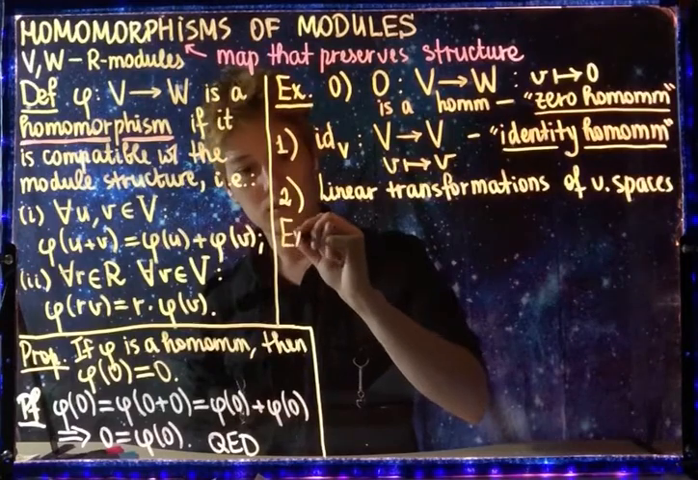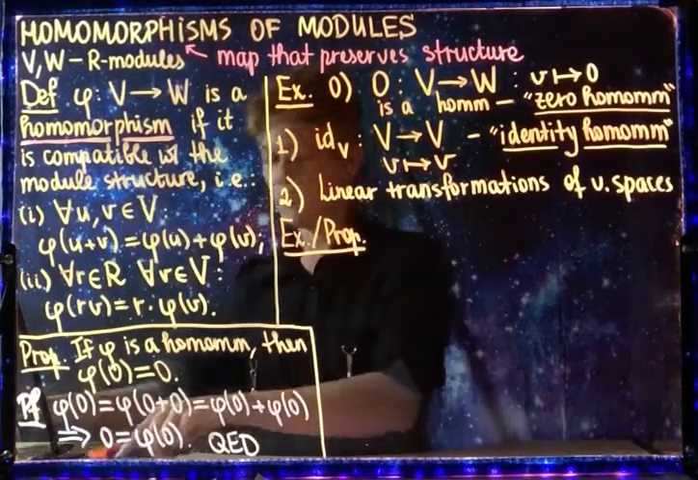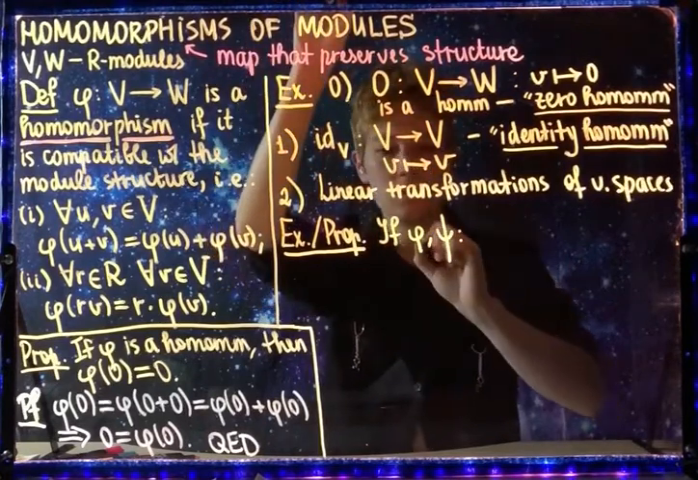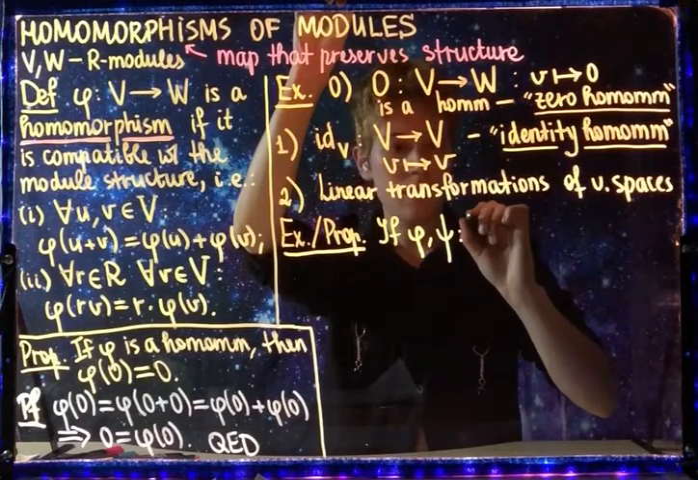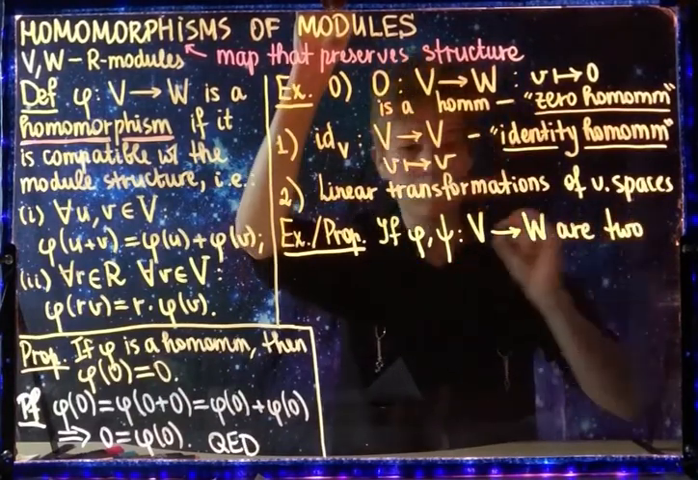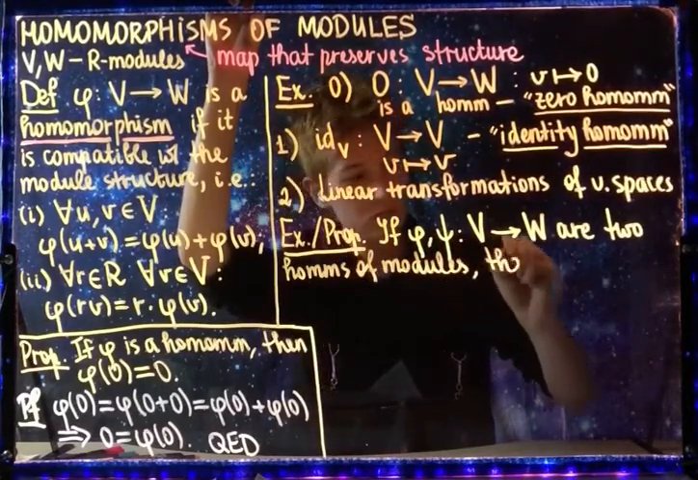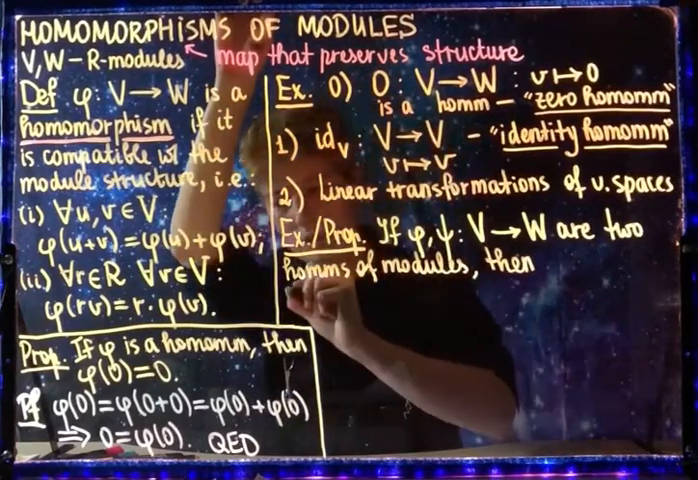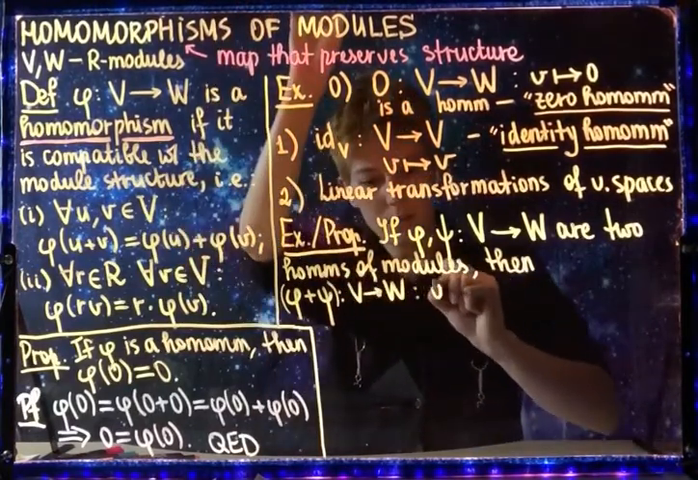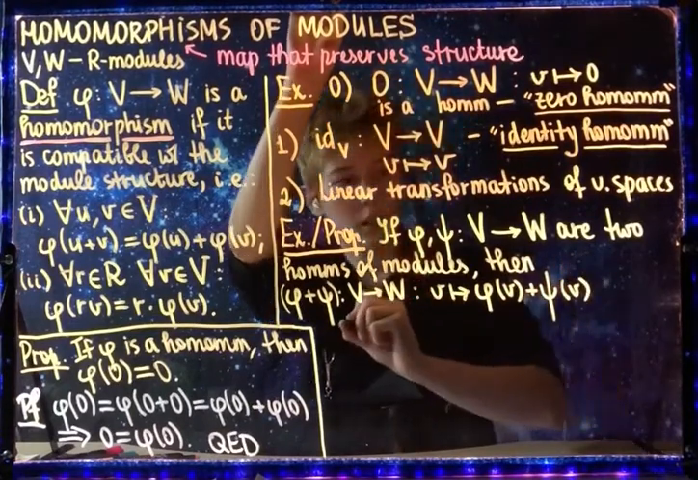And example / proposition. If phi and psi from V to W are two homomorphisms of modules, then phi plus psi from V to W that takes v to the sum of phi v and psi v is a homomorphism.